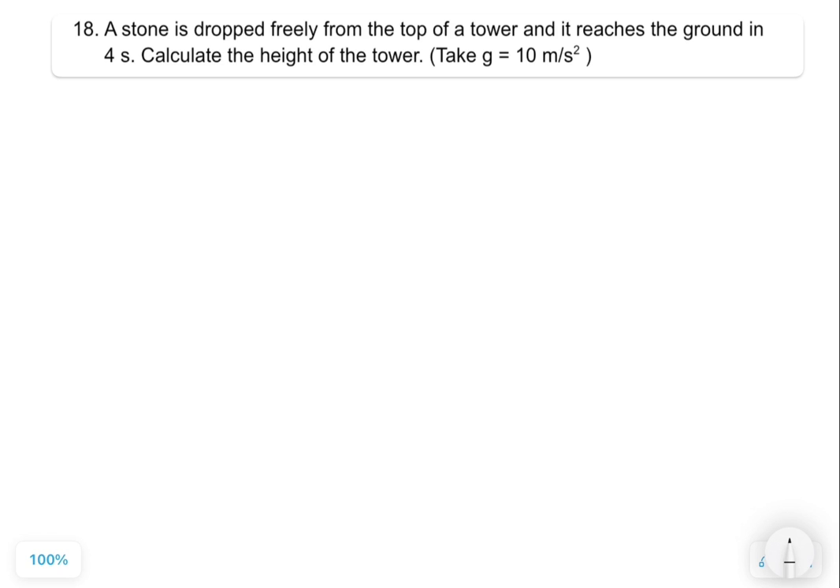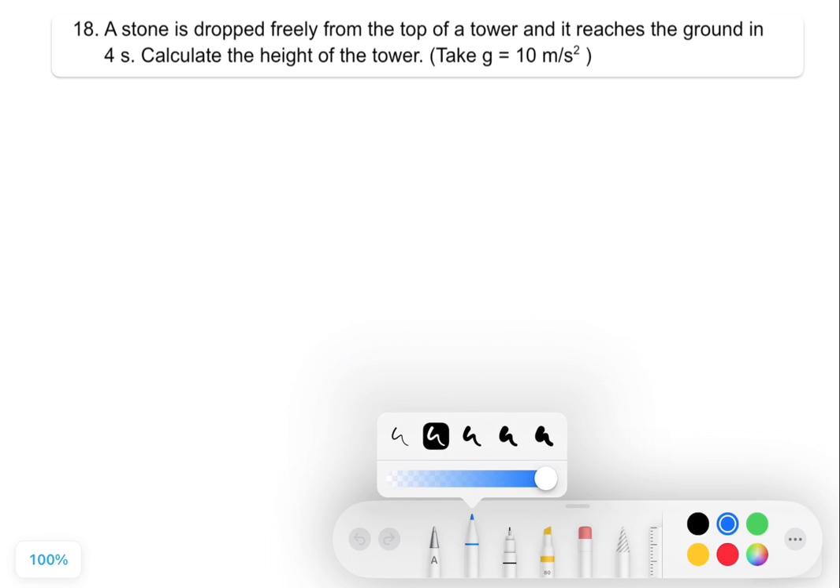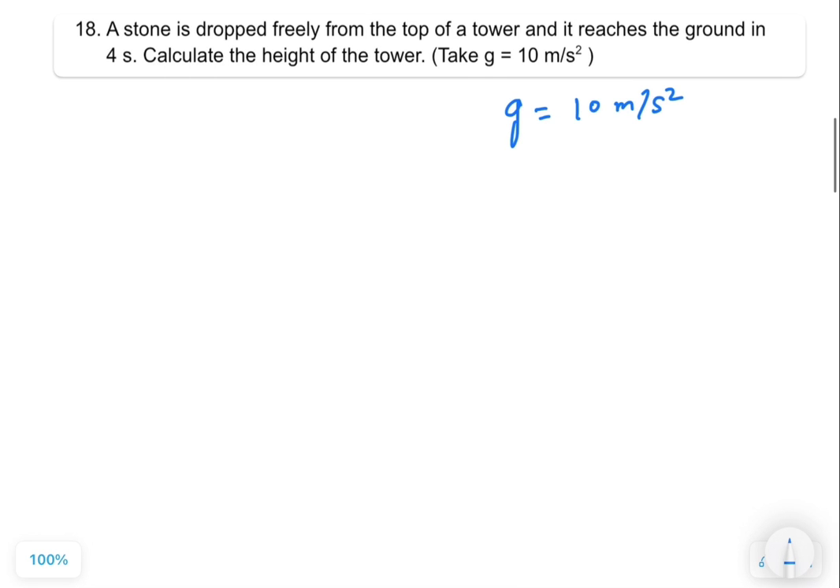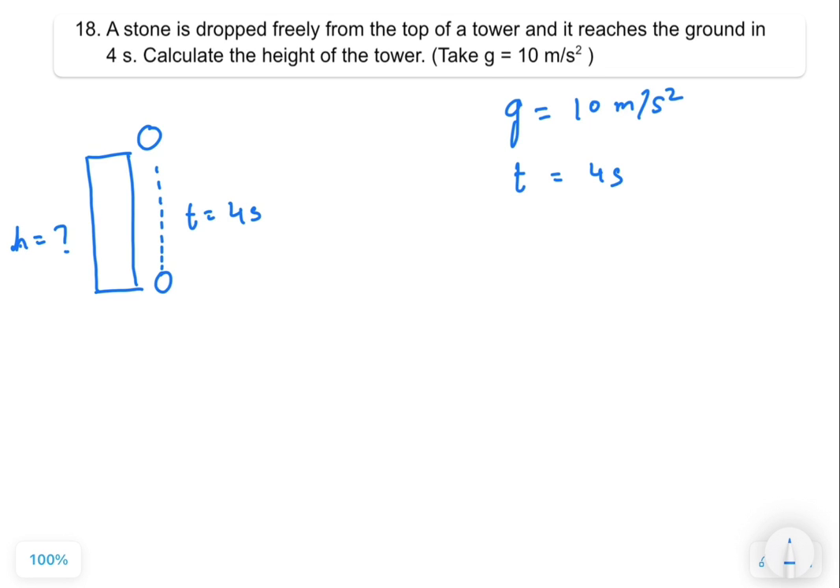We are supposed to find the height of the tower. Acceleration due to gravity is 10 meters per second square. The time taken to reach the ground is 4 seconds. So a stone was dropped from the top of a tower and it reached the ground in 4 seconds. Let us calculate the height of the tower.